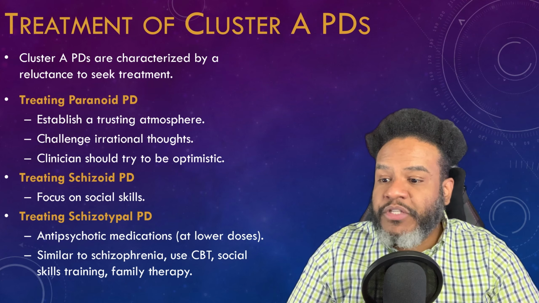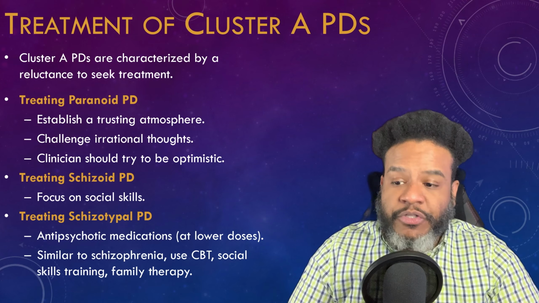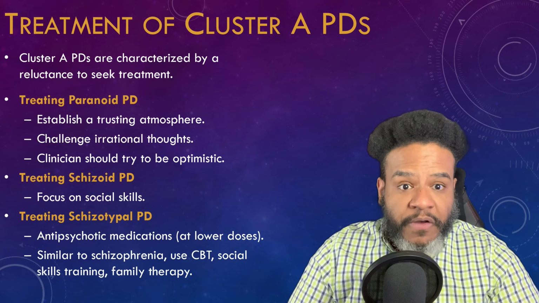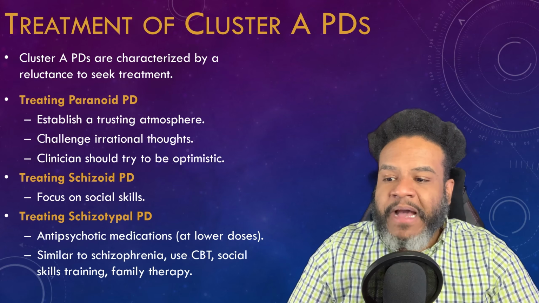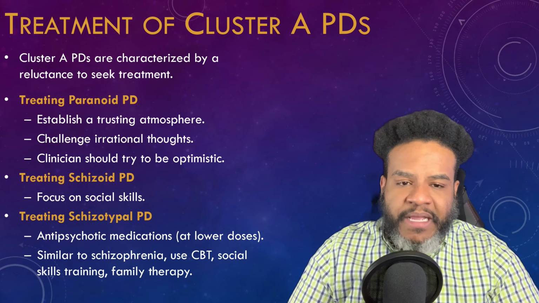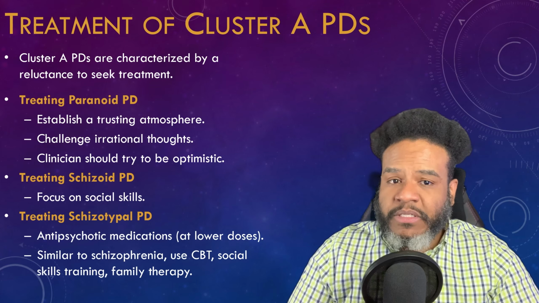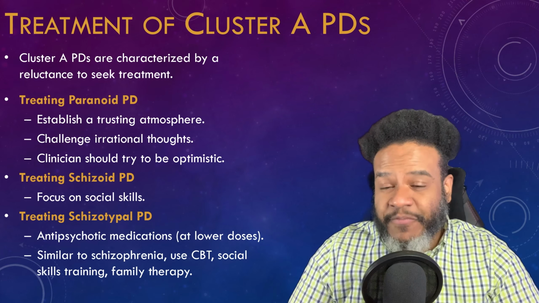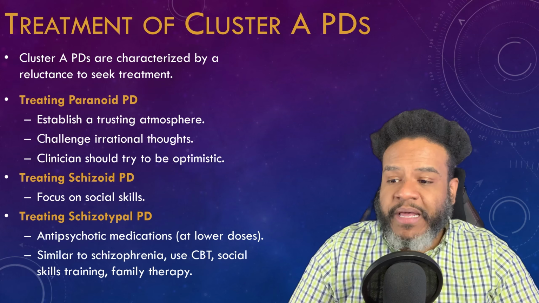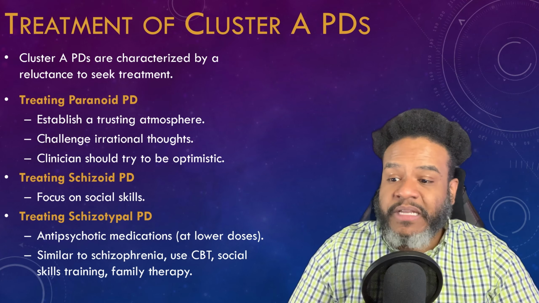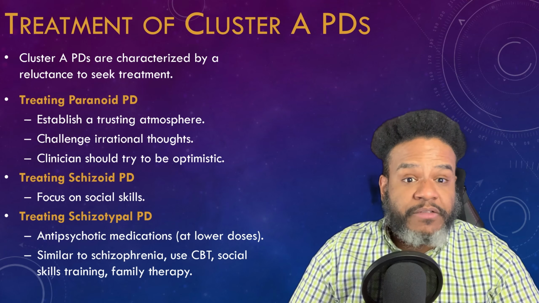Now, when we talk about schizoid personality disorder, that's going to be the more avoidant type individuals. So you want to try to help them to focus on developing social skills. And then we have schizotypal personality disorder. Usually for this, antipsychotic medications work, usually at lower doses when compared to schizophrenia. And similar to schizophrenia, you want to use CBT, so that's cognitive behavioral therapy, and social skills training and family therapy. This is a way to help individuals with schizotypal personality disorder get the help that they need from their family and friends and their social circles.